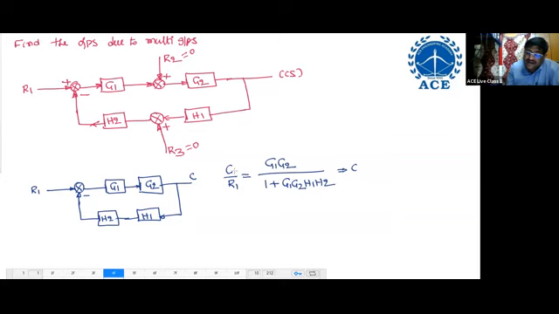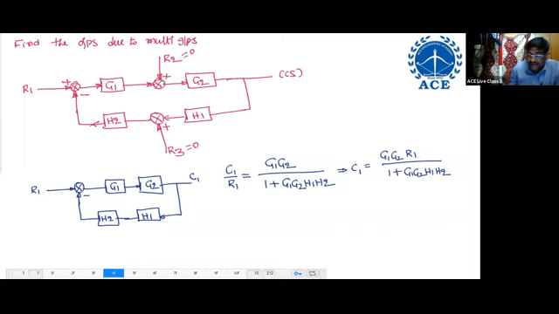Then if you write output due to R1, we can write, even you consider C1 as the output due to R1. C is nothing but C1 plus C2 plus C3. So C1 equal to G1 G2 R1 by 1 plus G1 G2 H1 H2. Okay? Next.